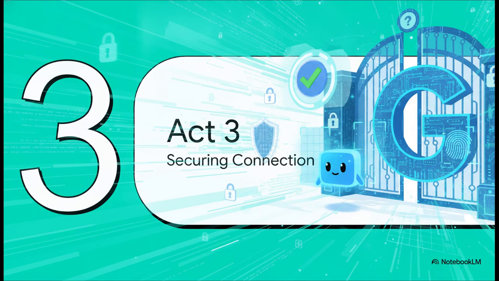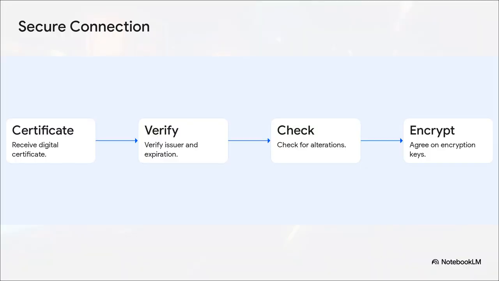Act 3. Securing the connection. Approaching Google's digital gates, Byte can't just walk right in. Before exchanging any private information, Byte has to pass through a series of critical security checkpoints to establish a secure HTTPS connection. Yeah, that S stands for secure.